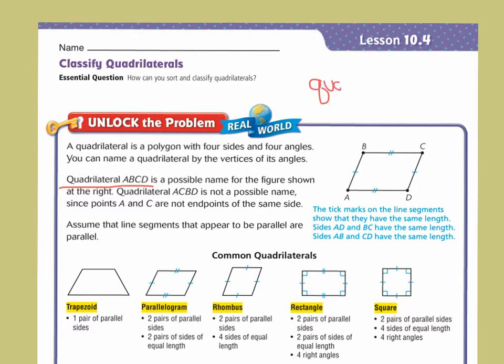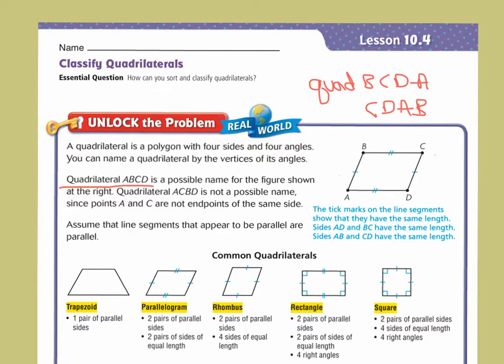You want to just go in a circle. You can't crisscross. You can't say D, B, A, C when you're labeling it. So one option is quadrilateral A, B, C, D. You could also say quadrilateral B, C, D, A. You could say quadrilateral C, D, A, B. You could go the reverse and say A, D, C, B. So there are lots and lots of variations on how you can name that particular quadrilateral.